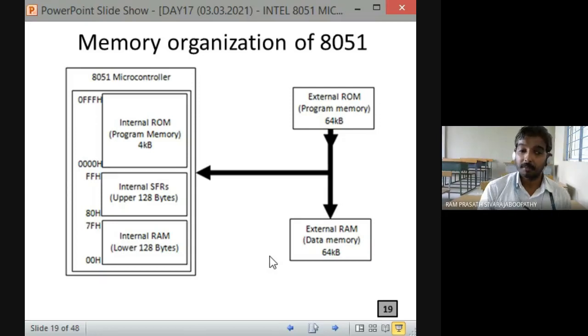We are having the common bus for accessing the program memory and data memory. Fine. Memory is separate, but what about the bus? Common bus. Now you decide whether it is von Neumann or Harvard. It is named as mixed architecture. Very good. Mixed Harvard architecture. In a simple way, we can say mixed architecture.